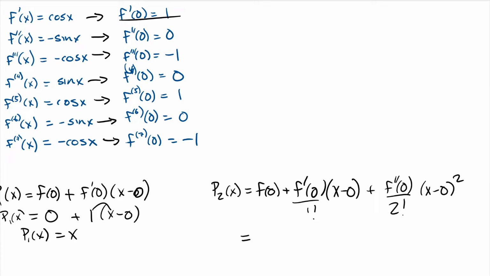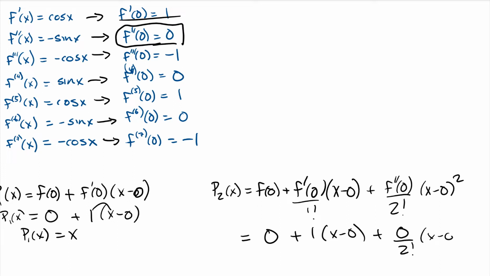So what's this turn out to be? That's still 0. We've already solved all of this. This is 1 times x minus 0. Plus, what's f double prime of 0? Oh, it's 0. So that just goes away.